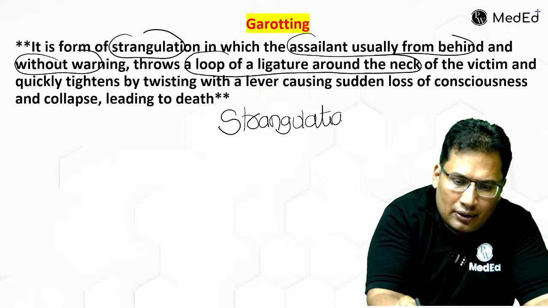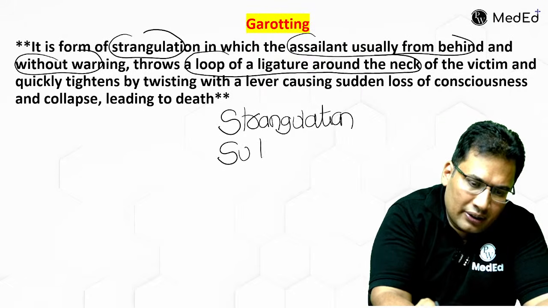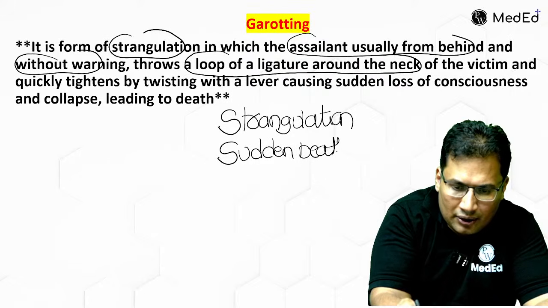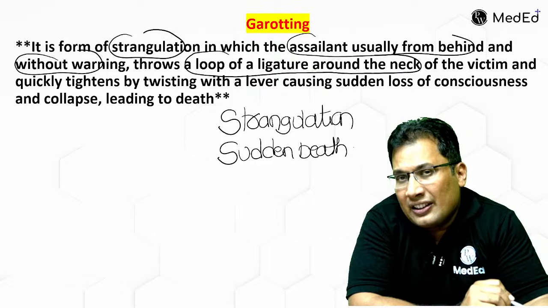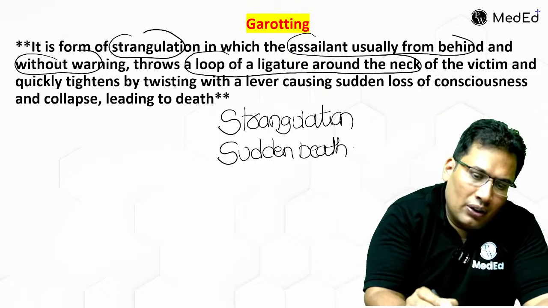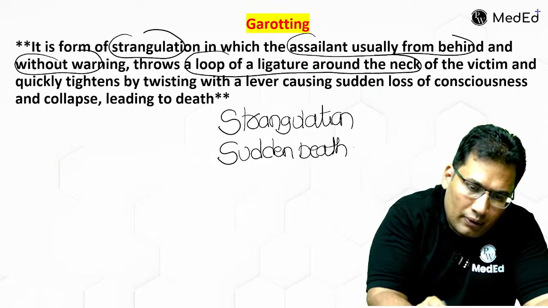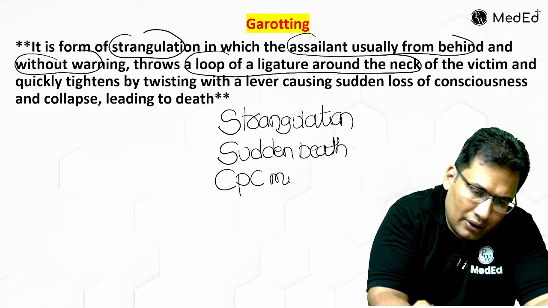So garroting is a type of strangulation. Point number 1. Point number 2, it leads to sudden death. Death occurs within a few minutes, or we can say 1 or 2 minutes. So because of the sudden death, the CPC can be very minimal.